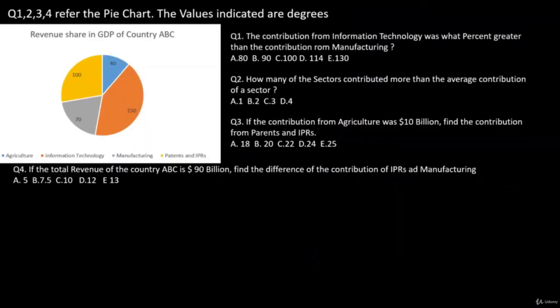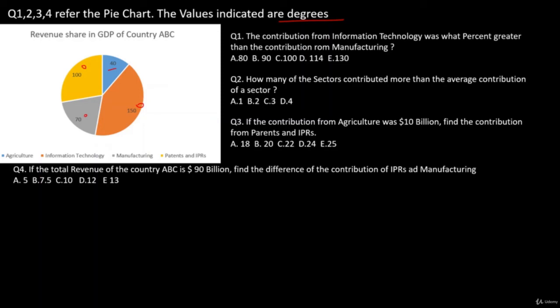Let's move on to set 7. All right. So we have a pie chart over here and we have 4 questions. All right. Now the information over here says the values indicated are degrees. That means over here, this means 40 degrees. All right. This is 150 degrees. This is 70 degrees and this is 100 degrees. All right. So we have 4 questions over here. Give it a try. Pause the video and then let's do it together. All right. We are back. I hope you have given it a try.